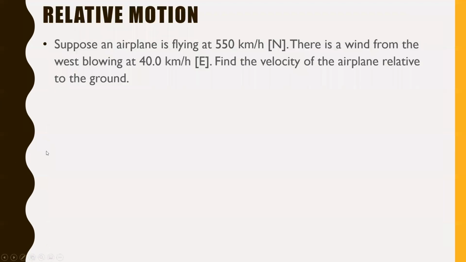Anyway, moving on. Let's do an actual question with this one. I think this is the second last question. Yes, it is. There's 2 more questions here, guys. We're almost done. So I want us to suppose an airplane is flying at 550 kilometers per hour north. There's a wind from the west blowing at 40.0 kilometers an hour east. Find the velocity of the airplane relative to the ground. You can pause the video here and give this one a try.